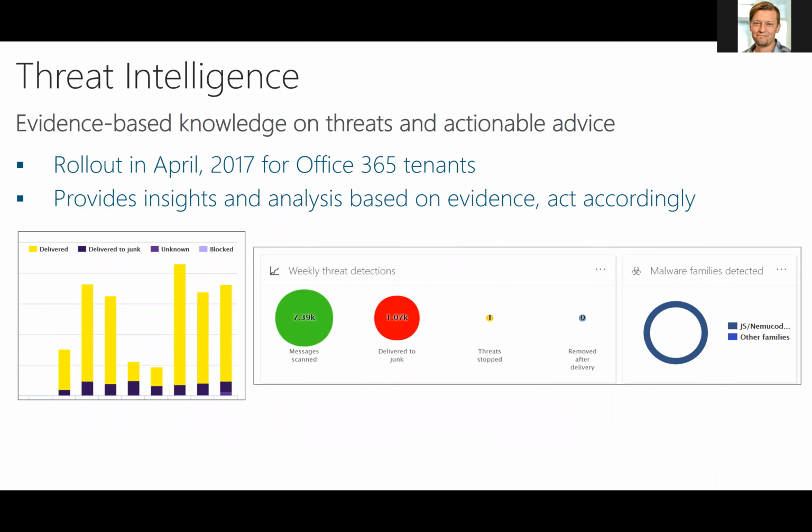Threat intelligence is the newest offering in Office 365, and it gives you reports on incoming email, outgoing email, and also typical usage in Office 365. It lets you know what kind of threats were detected and which of those were stopped and which of those were simply removed. The screenshots you see in here are from my own tenant. For this week, it has scanned about 7,400 emails, and out of those, over 1,000 emails have been delivered to junk directly. And one malware, a JavaScript malware, was captured and not delivered at all. So threat intelligence is part of Office 365 nowadays.